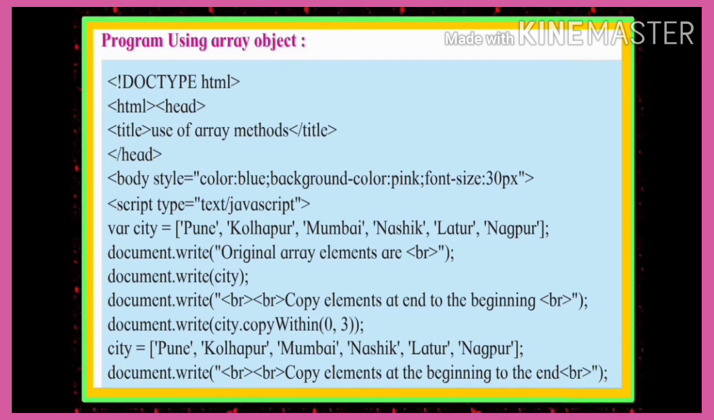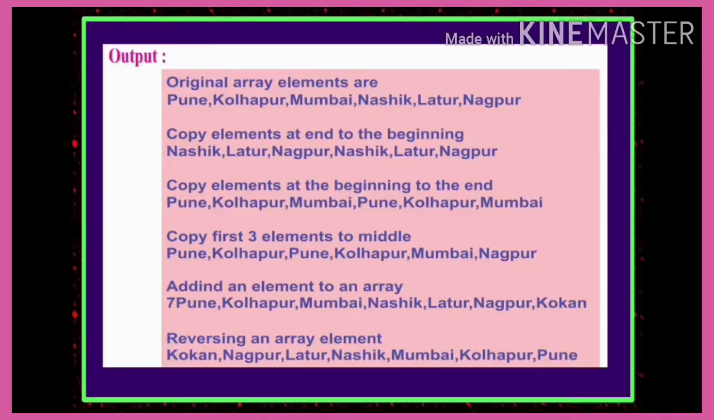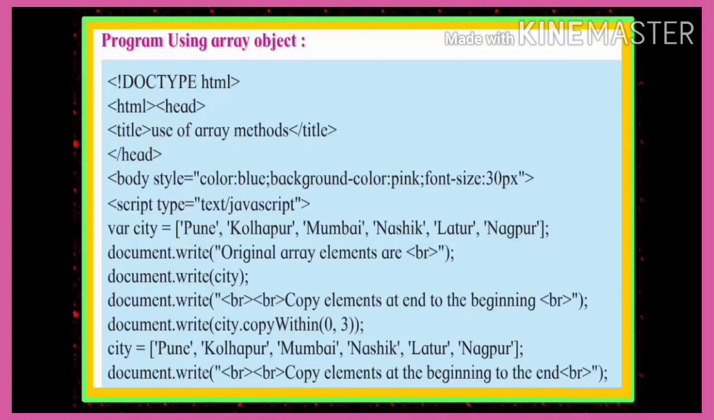Up to this, just save the program, run it on the browser and you will get the output. The output shows the original array elements are Pune, Konkan, Mumbai, Nashik, Latur, Nagpur. These are the 6 elements of the ct array object. Now we want to copy the elements of the ct object within the ct object.